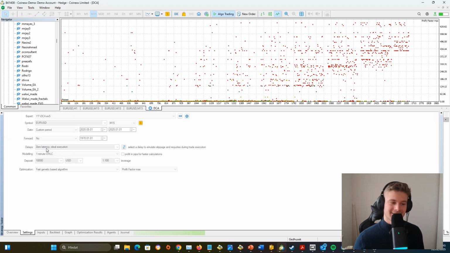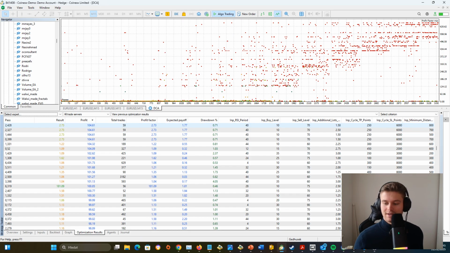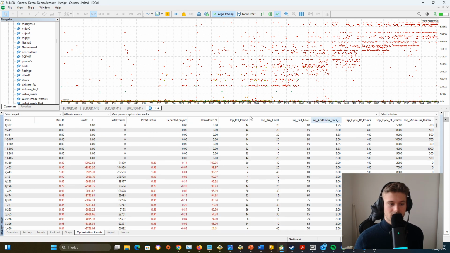Also keep in mind that we are working on one minute OHLC just for the sake of this optimization not taking too long. And as you can see, we are getting worse and worse outcomes, so that's why I will stop this. And let's check it. Let's sort this by the highest profit, basically. Oh, this is the lowest profit, this is the highest profit.